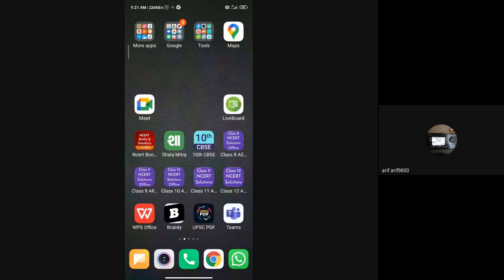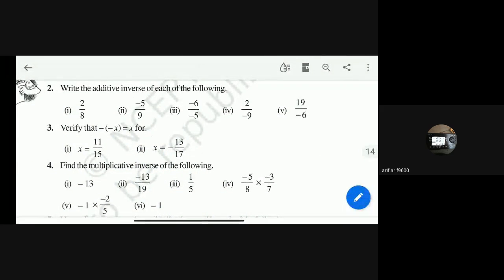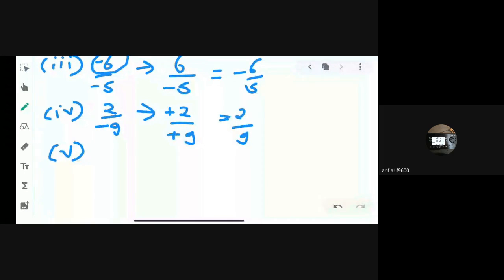Then 19 upon minus 6. Exactly. So again, same thing, we are changing the sign of the numerator. So minus 19 upon minus 6, and minus minus is plus. So what is the answer? 19 upon 6.